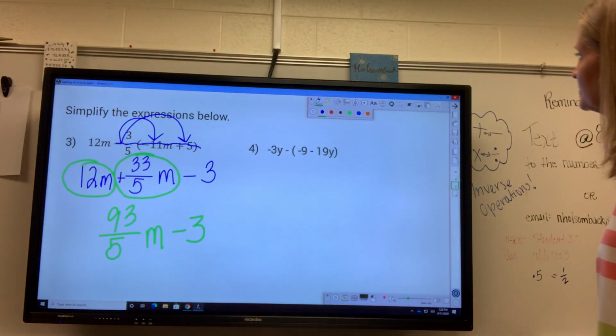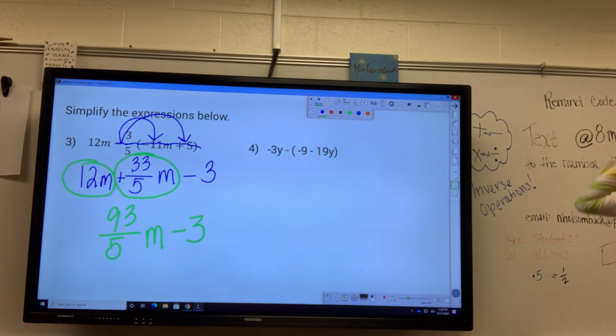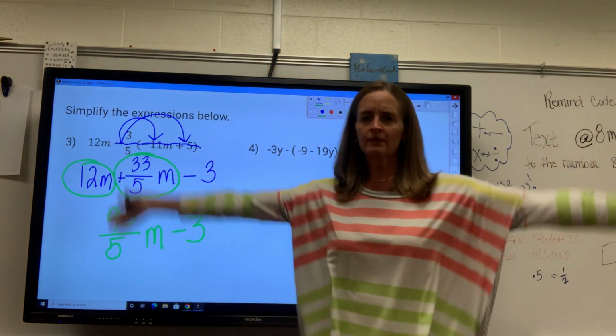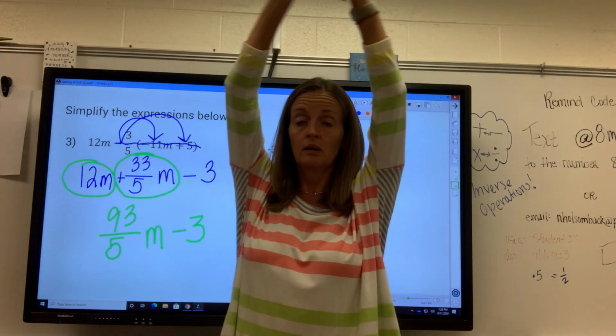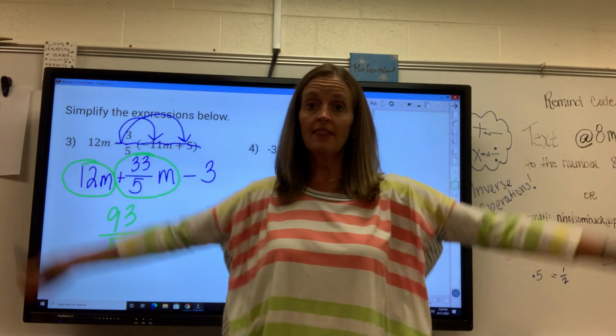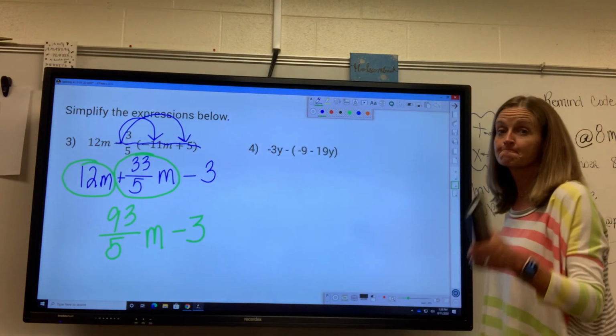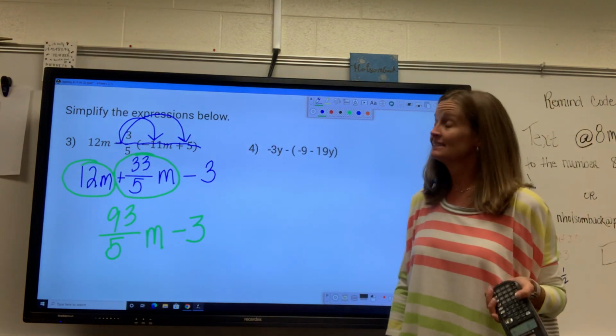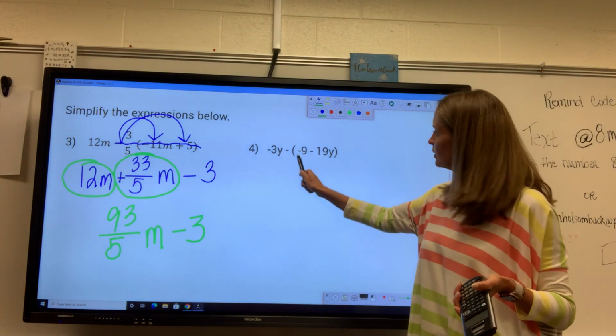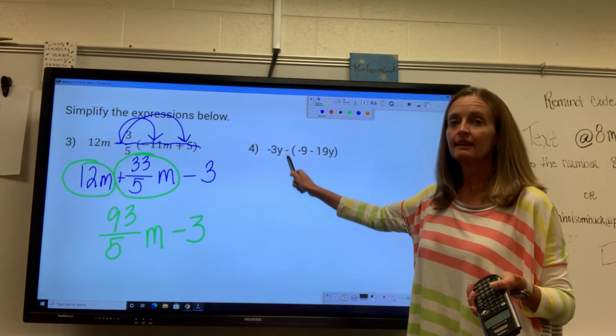All right, you ready for this one? Oh, this is odd. This is an odd one. So, do you see any parentheses? Do you see anything that wants to go inside those parentheses? Look at this door right here. What is outside that door?